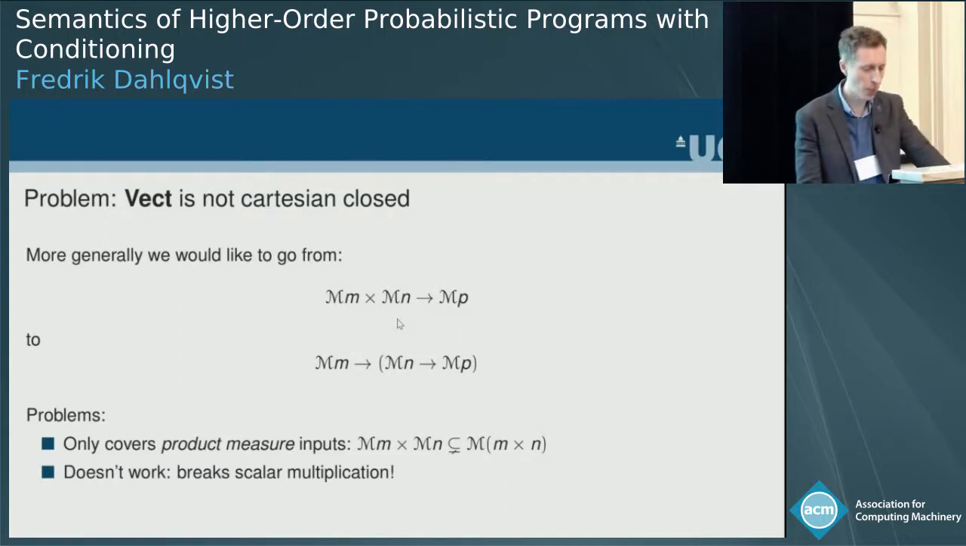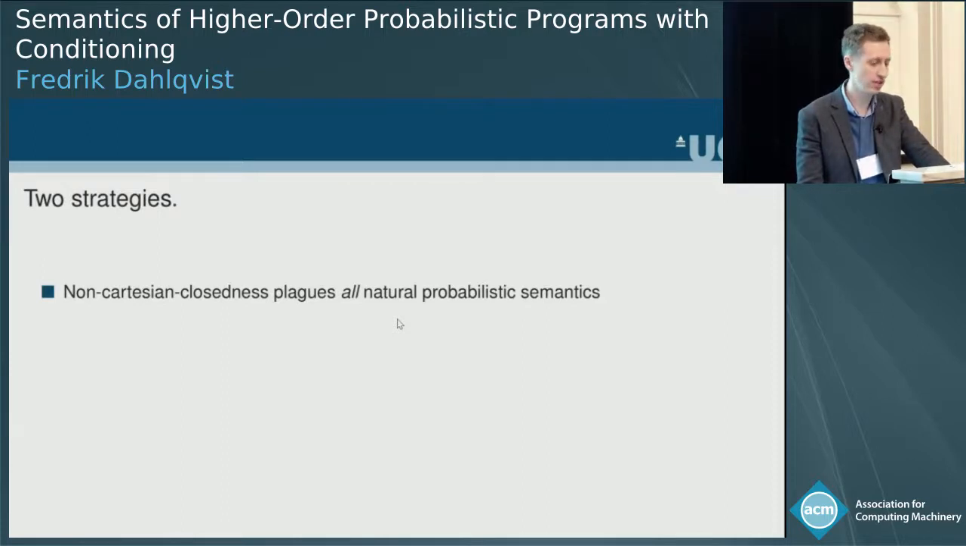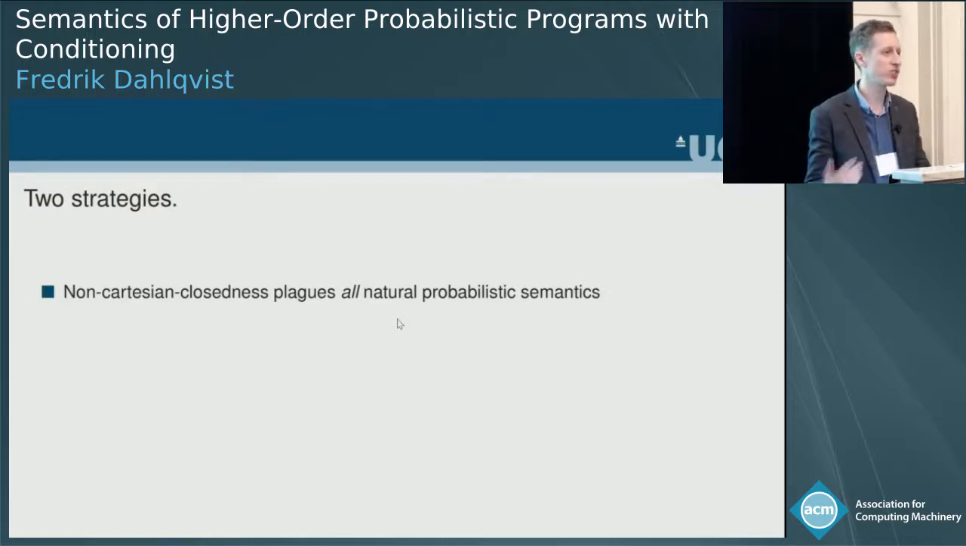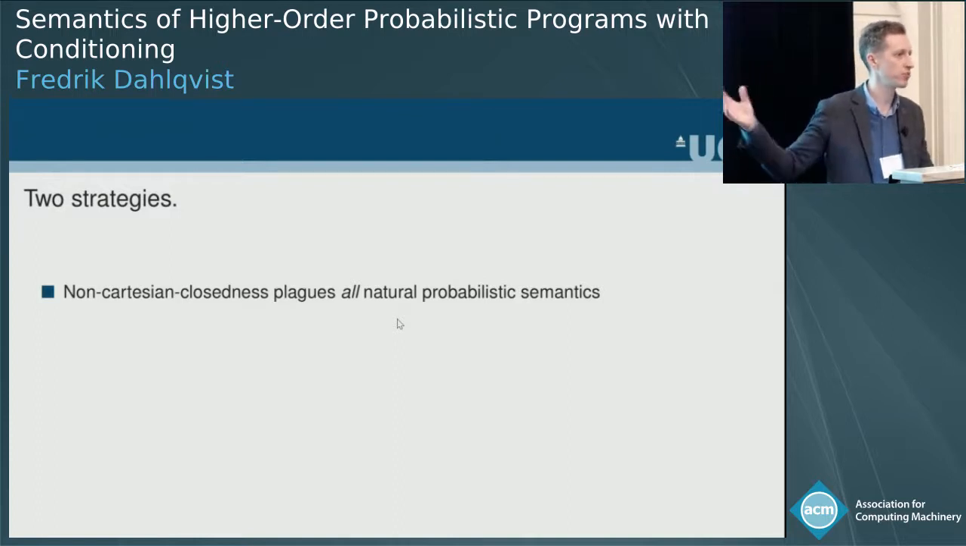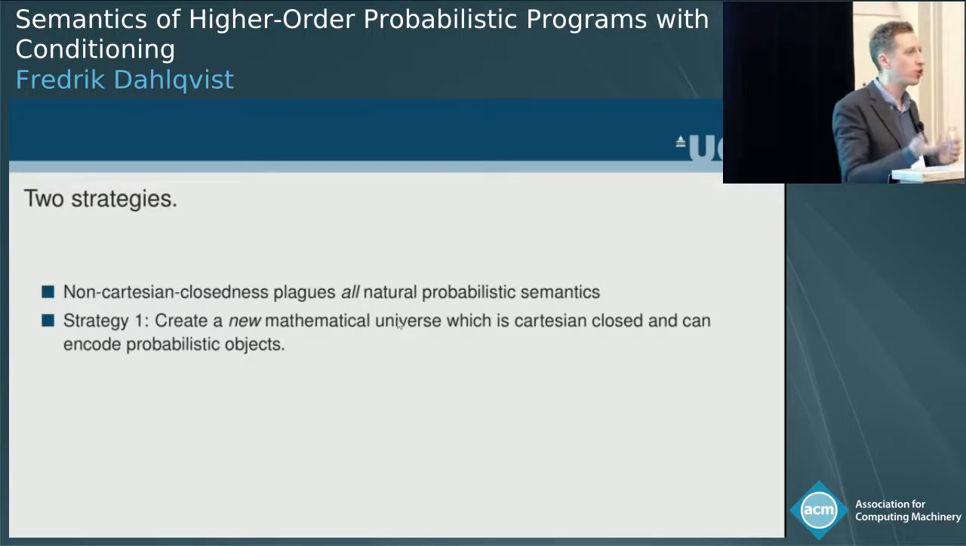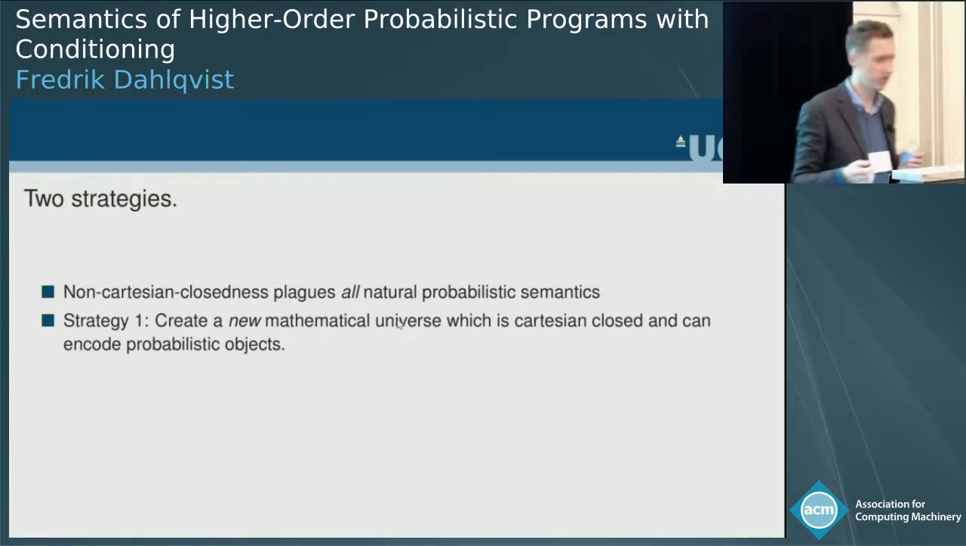Okay? So there are two strategies. And I have to stress the fact that this not Cartesian closedness plagues any sensible semantics you can come up with for probabilistic programming languages. It's not just this matrix semantics, it's any semantics. So the first strategy is to say, okay, I really want Cartesian closedness. So what I'm going to do is to create a new mathematical universe, which is Cartesian closed, in which I can somehow encode the probabilistic objects that I'm interested in.